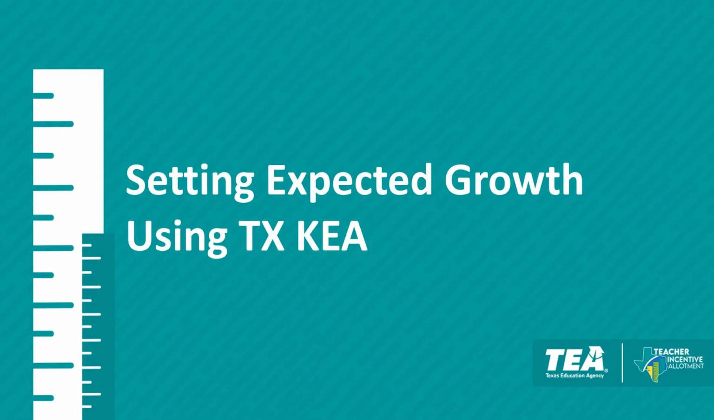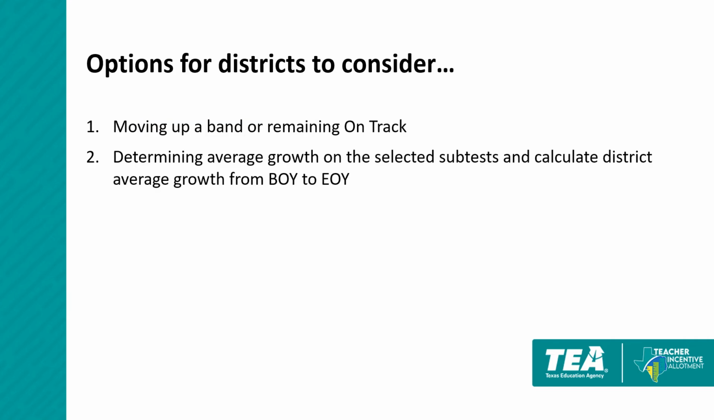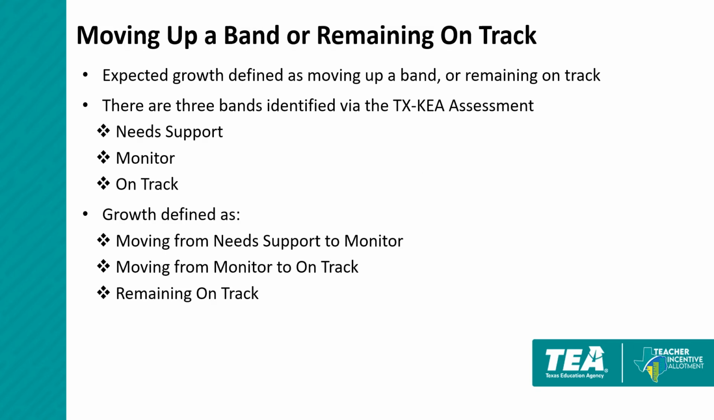We will now discuss some possible ways to set expected growth targets using TXT-KEA. TXT-KEA also has benchmark cut points. There are 3 levels: needs support, monitor, and on track. You can download the TXT-KEA benchmark using the link on this slide. 2 possible methods to use are moving up a band or remaining on track, according to the published TXT-KEA benchmarks, and determining the average growth at the district level using actual student data from your district to calculate your own average growth instead of using the benchmarks.